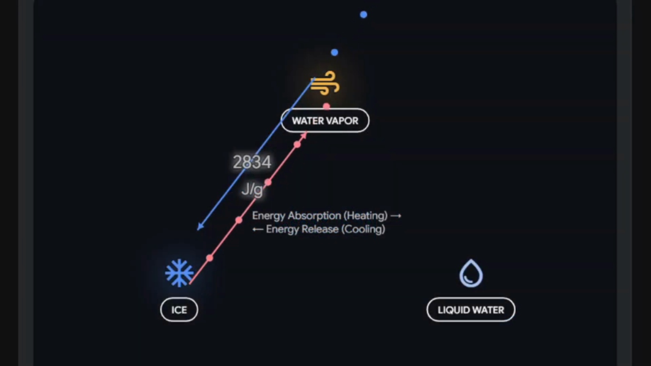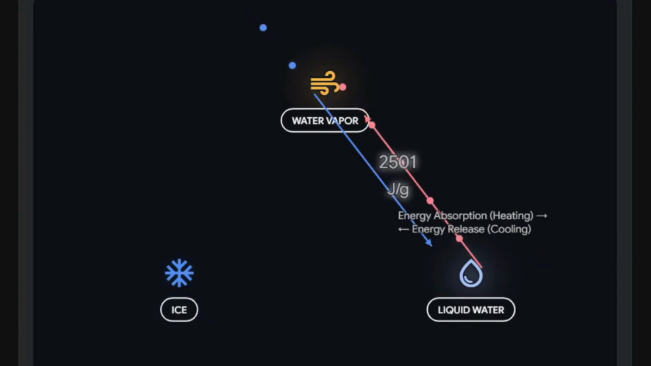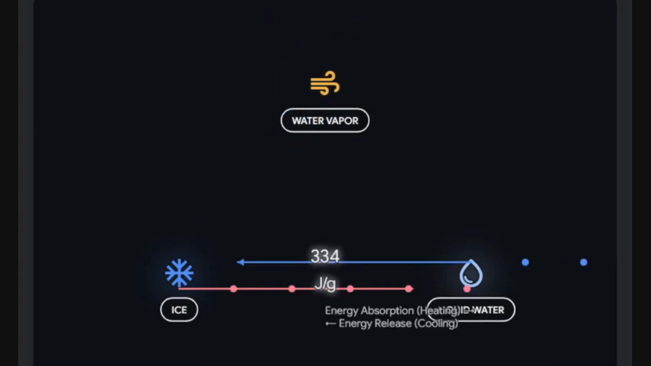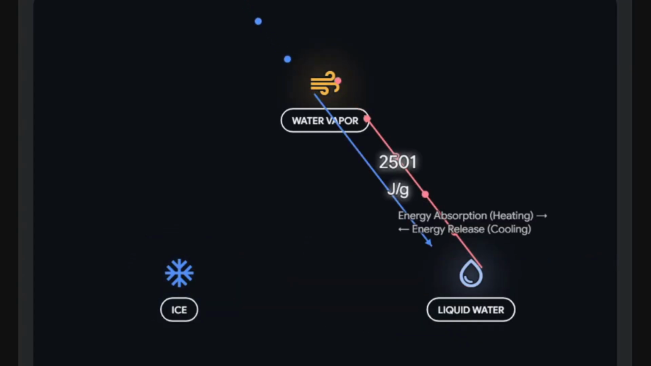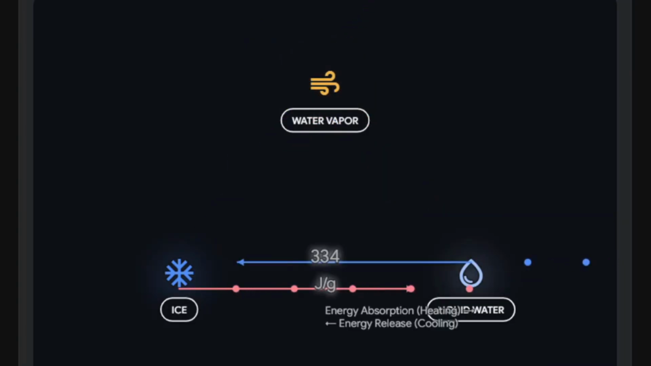The numbers tell the story. To melt 1 gram of ice, or to freeze 1 gram of water, you exchange 334 joules. That's the latent heat of fusion. To evaporate 1 gram of water, or to condense 1 gram of vapor, the exchange is 2,501 joules. That's the latent heat of vaporization. And to sublimate or deposit a gram, you exchange 2,834 joules. That's the latent heat of sublimation.